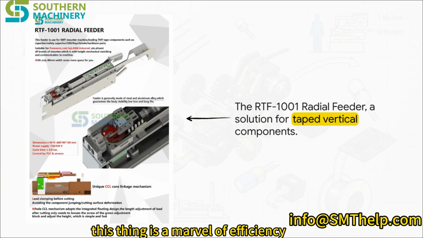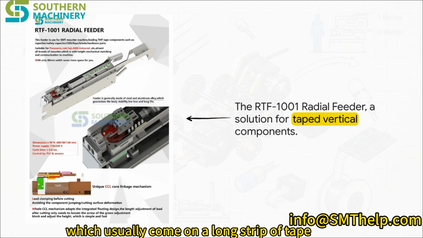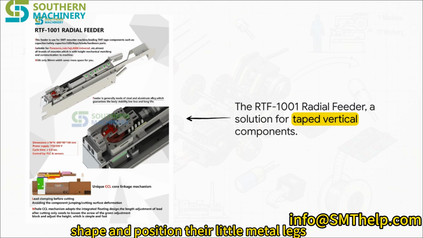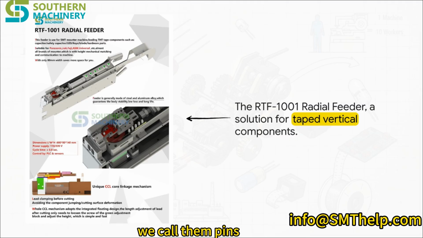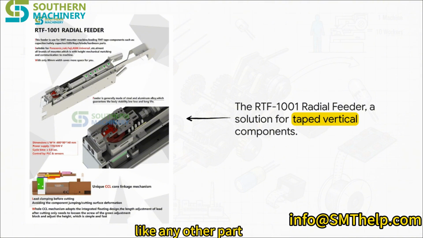This thing is a marvel of efficiency. Its whole job is to take these components, which usually come on a long strip of tape, and perfectly cut, shape, and position their little metal legs, we call them pins, so that a standard robotic arm on the assembly line can just grab them and place them like any other part. It's basically the perfect bridge between two different worlds of manufacturing.